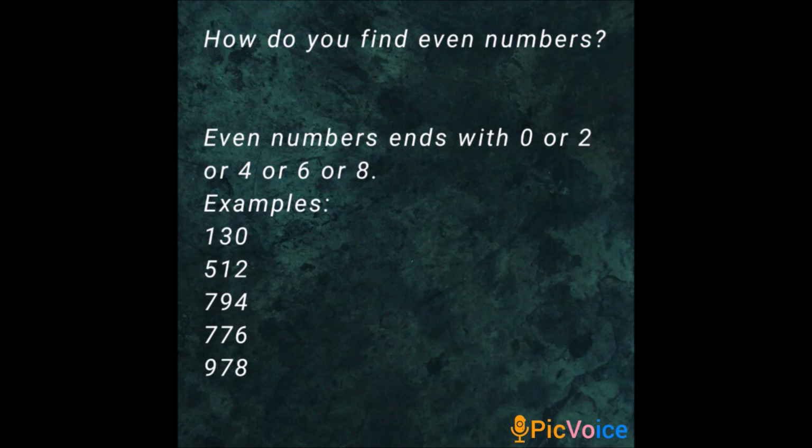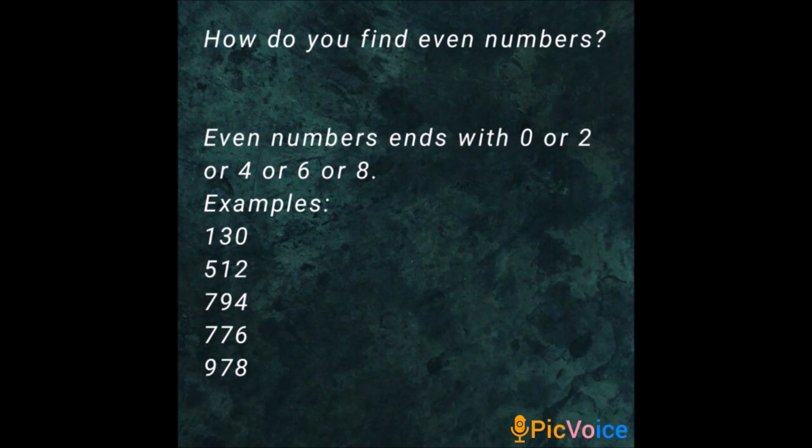See the third one, 794. What is the units place number? 4. So the number is an even number. So it is divisible by 2. See the fourth one, 776. It is also an even number because it ends with 6. So it is also divisible by 2. See the last one, 978. So its units place number is 8. So it is an even number. So it is also divisible by 2.